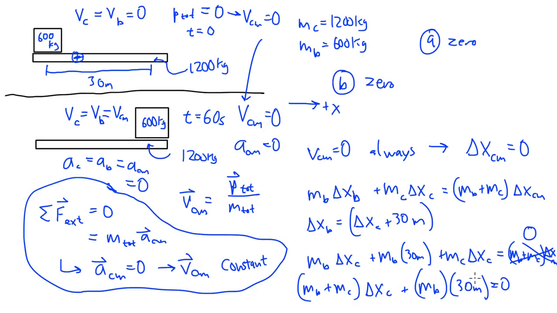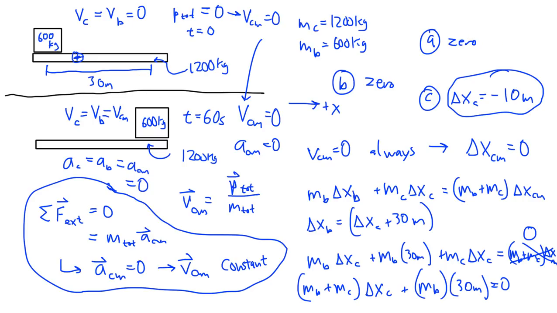So where does this get us? We can say mb plus mc is 1,800 kilograms, and mb is 600 kilograms. When we divide this through, this becomes a 1/3. So the long and short of it is that delta x, the displacement of the train car, is going to be negative 10 meters. The train car moves 10 meters to the left, and the balls move 20 meters to the right. So the balls have displaced a net 30 meters relative to the train car, and those two motions keep the center of mass at the same place.